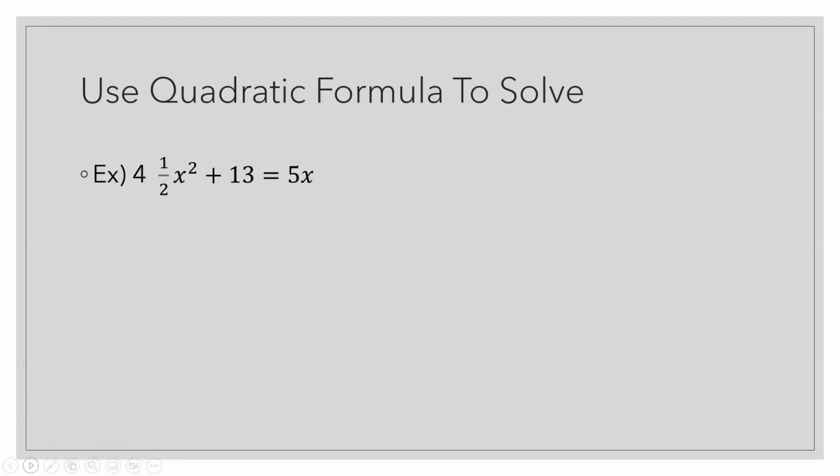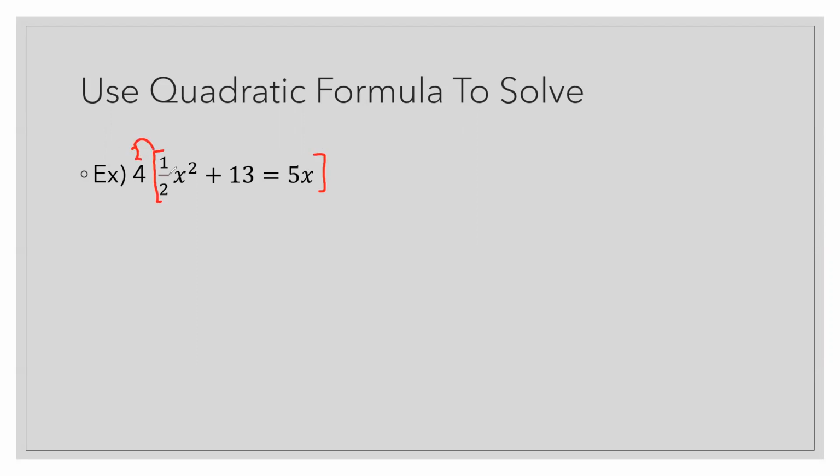Okay, so example 4, we have 1/2 x squared plus 13 equals 5x. So this one does not have a 0 on the right side, right? So actually what you could do, if you want, is get rid of the fraction first. So we could multiply everything by 2.